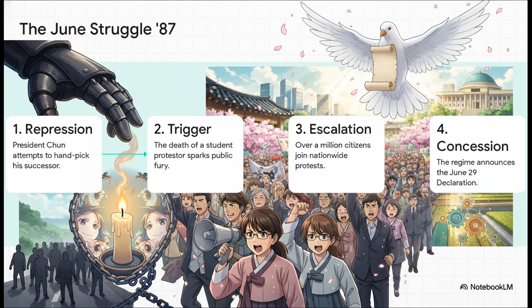In 1987, the president basically announced he was just going to handpick his successor, and public anger just boiled over. Then, a student protester died during a police interrogation, and that was the final spark. The protests exploded into a nationwide movement called the June Struggle. We're talking over 1 million people on the streets. The government just couldn't ignore it anymore.